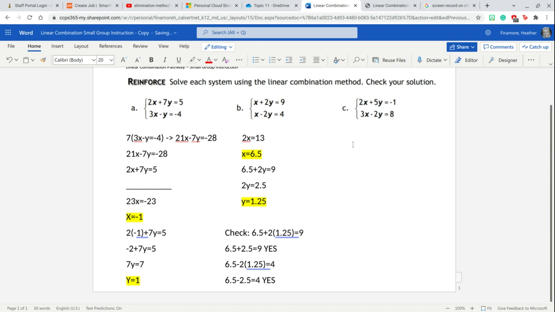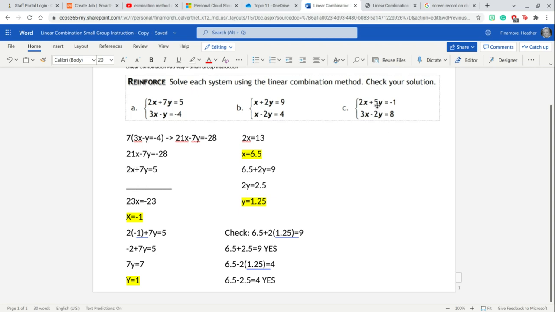Alright, now this last one. 2x plus 5y equals -1, and 3x minus 2y equals 8. So let's double check. Are there any zero pairs? 2x and 3x, 5y and negative 2y? Not going to happen. And unlike this problem, where it was really easy to just multiply one equation by a number to make some zero pairs, see how there's nothing I can multiply 2 by to get to 3, or 5 to get to 2. So I'm going to have to multiply both equations by a number.